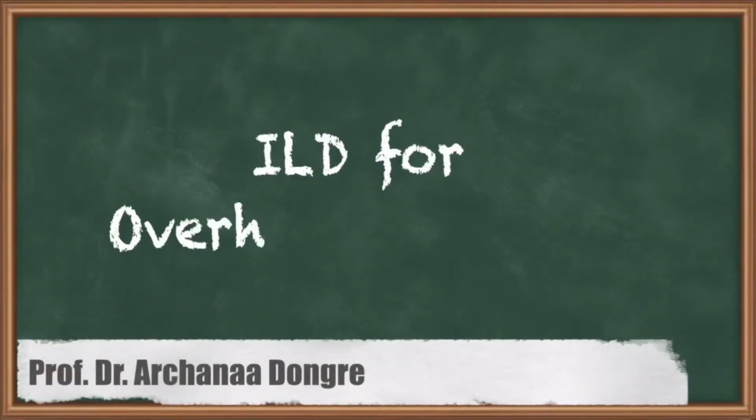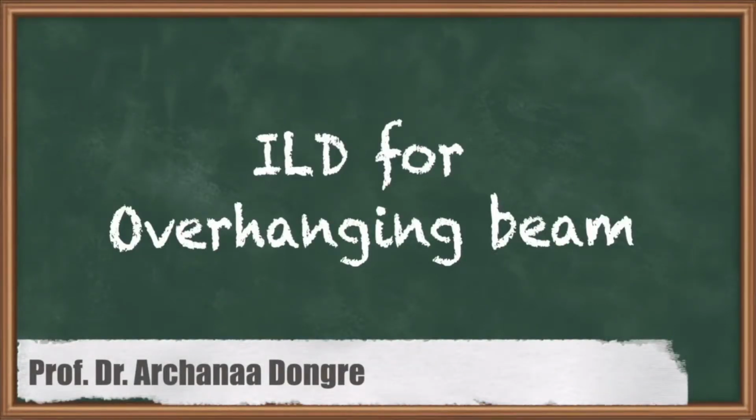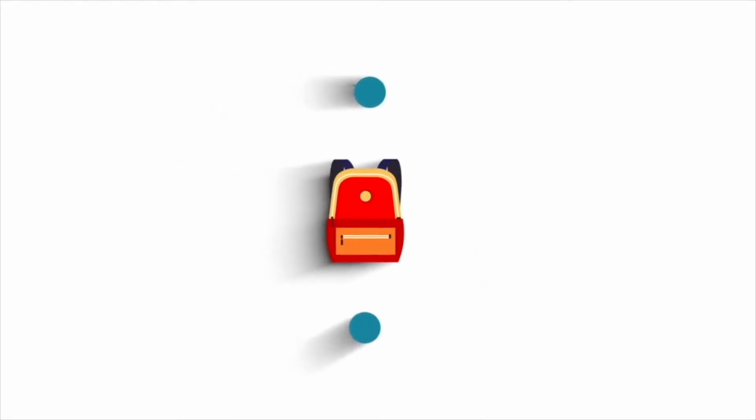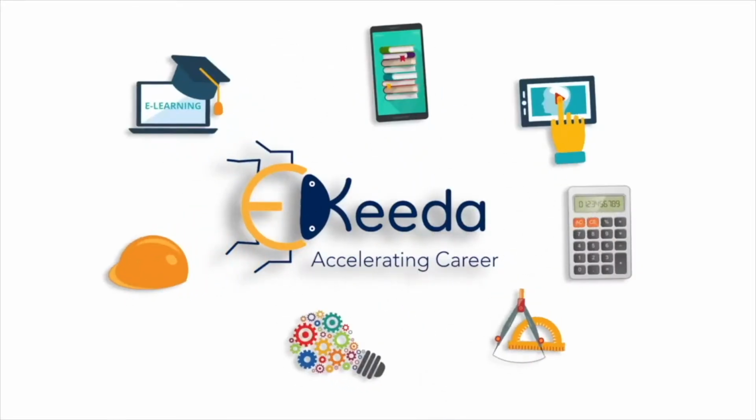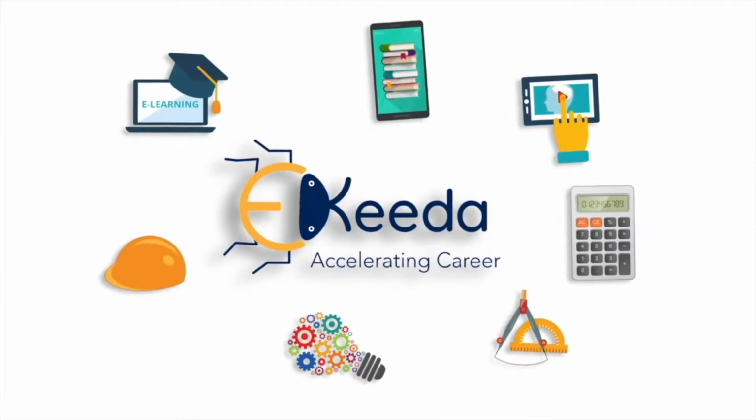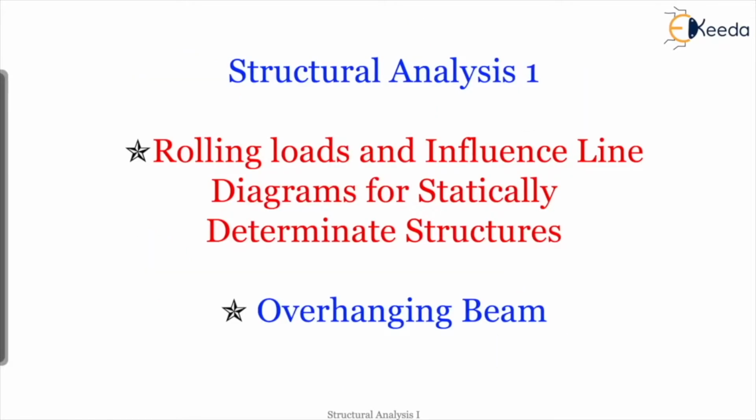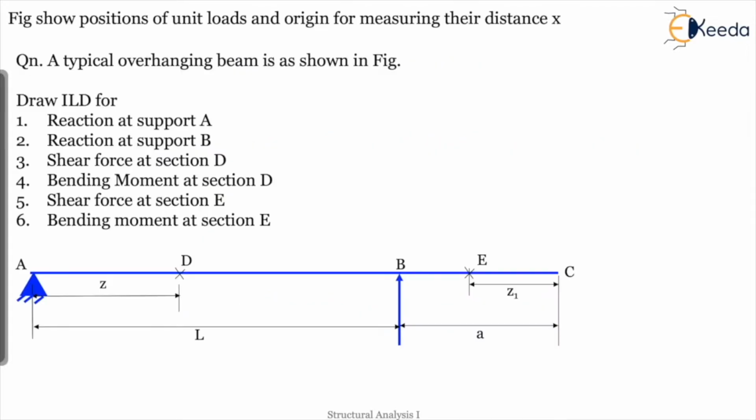Hello students. So we are going to consider a case of overhanging beam. So we will be drawing influence line diagram for overhanging beam. Let's see the question. So here, this is an overhanging beam where you can see a support.